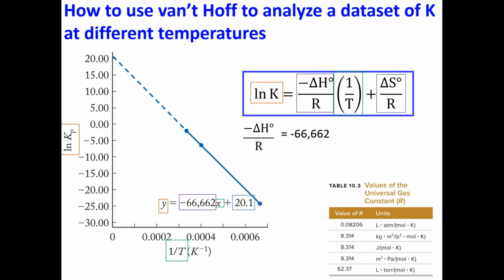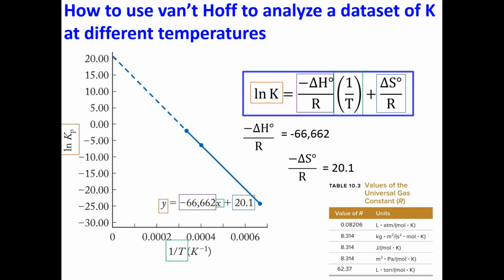I can do a similar thing to calculate delta S, except now I'm going to use this b term in the equation. So I'm going to say that b, delta S over R, is equal to the value I get for b in this equation, and I can set them equal to each other. I can take, again, 20.1 and multiply it by R, because I'm multiplying both sides by R to isolate delta S. Same value of R, 8.314, and that is a value of 167. But it's negative delta S equals 20.1 times R, so I have to change the sign of this in order to get delta S and not negative delta S. And so I'm going to change the sign and I get negative 167.